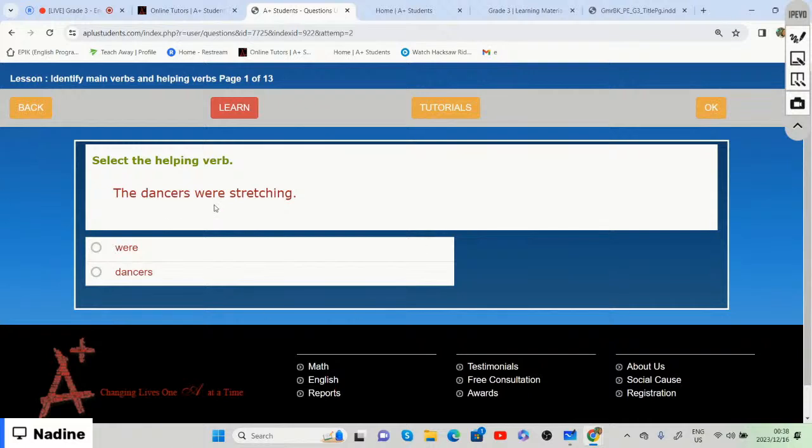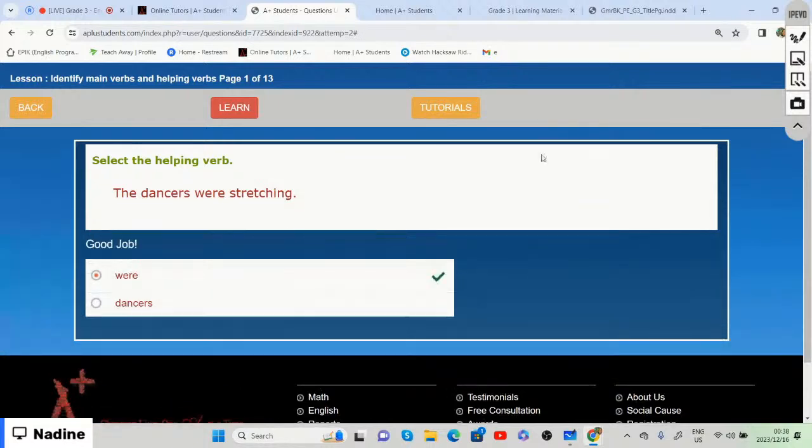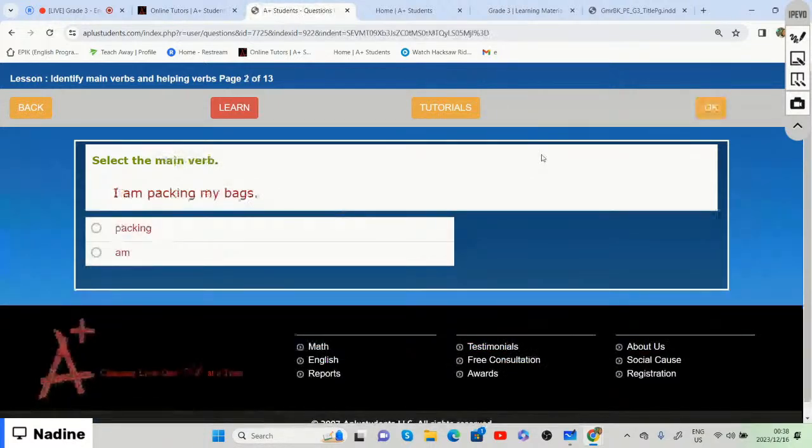All right, so if we select the helping verb, we're going to say it is were. Well done. Were is correct. So great job. Were is correct, right? And were is our helping verb.